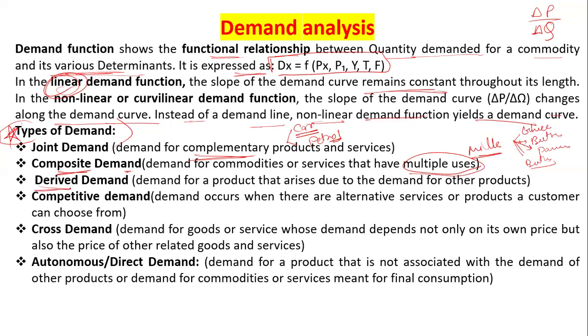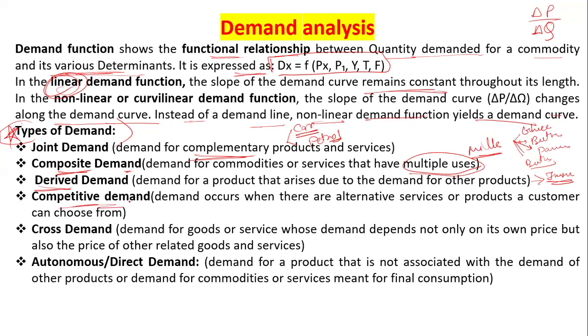Now derived demand is demand that arises due to the demand for another product. For example, an insurance policy is a derived demand. Nobody is directly interested in taking an insurance premium or insurance policy.